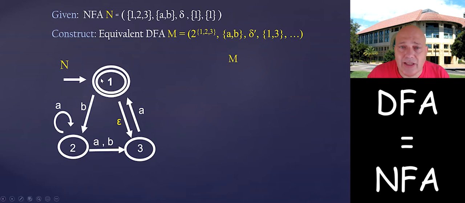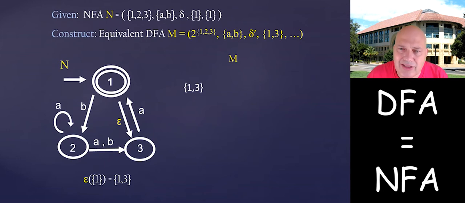So let's see. Definitely 1 itself, you can reach it with 0 epsilon transitions, but you also have an epsilon transition to 3, and that's it. There are no more epsilon transitions, so the epsilon closure of 1 is {1, 3}, and this is the start state of the DFA.